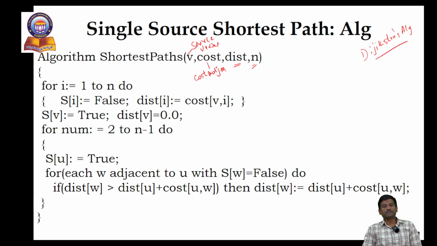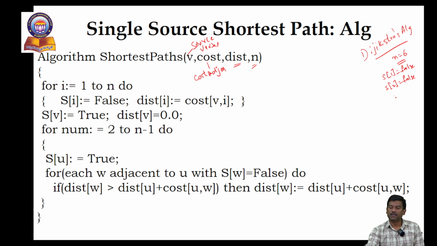So according to this algorithm, for i equal to 1 to n, do s of i equal to false, distance of i equal to cost of v comma i. That is, for the given vertices, for example n equal to 6 vertices, you make s of 1 to be false, and similarly s of 2 to be false initially, and so on for however many vertices are present. So according to our consideration, there are 6 vertices. So s of 1 to s of 6 is made false, and at each iteration you also consider distance of i equal to cost of v comma i.